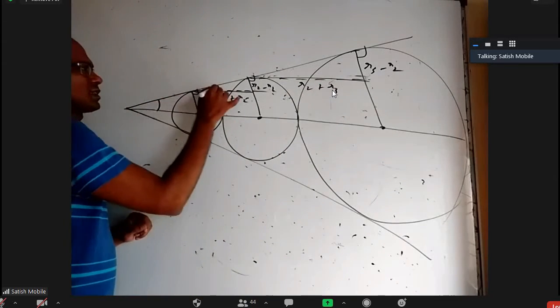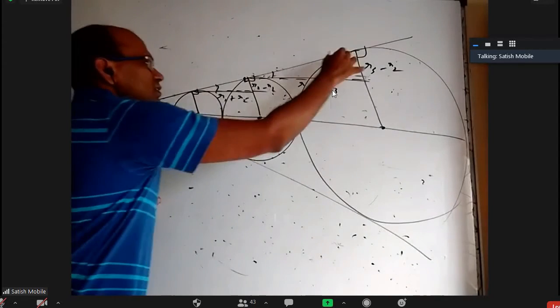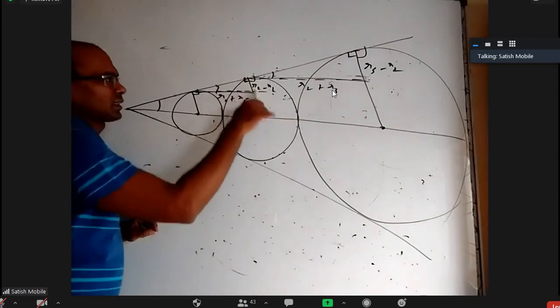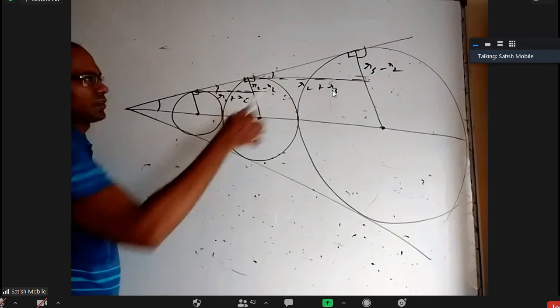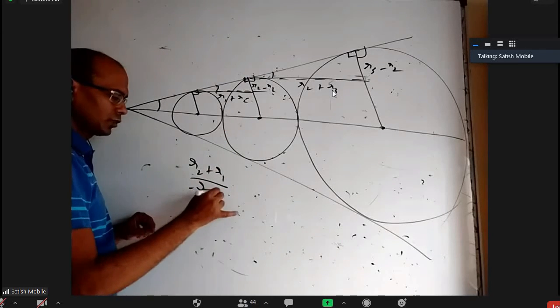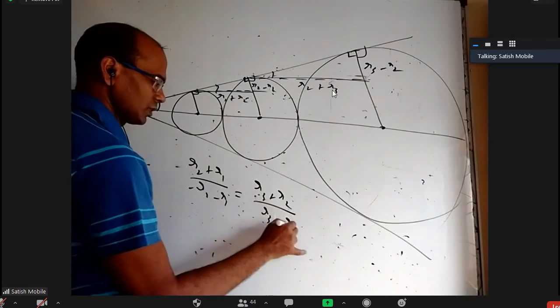But these angles are all corresponding angles, they are the same. And this is 90, this is 90. So these two are similar triangles by AA similarity. I can take this by this equal to this by this, or reverse. So when I take this by this, I'll get R2 plus R1 by R2 minus R1 equals R3 plus R2 by R3 minus R2.